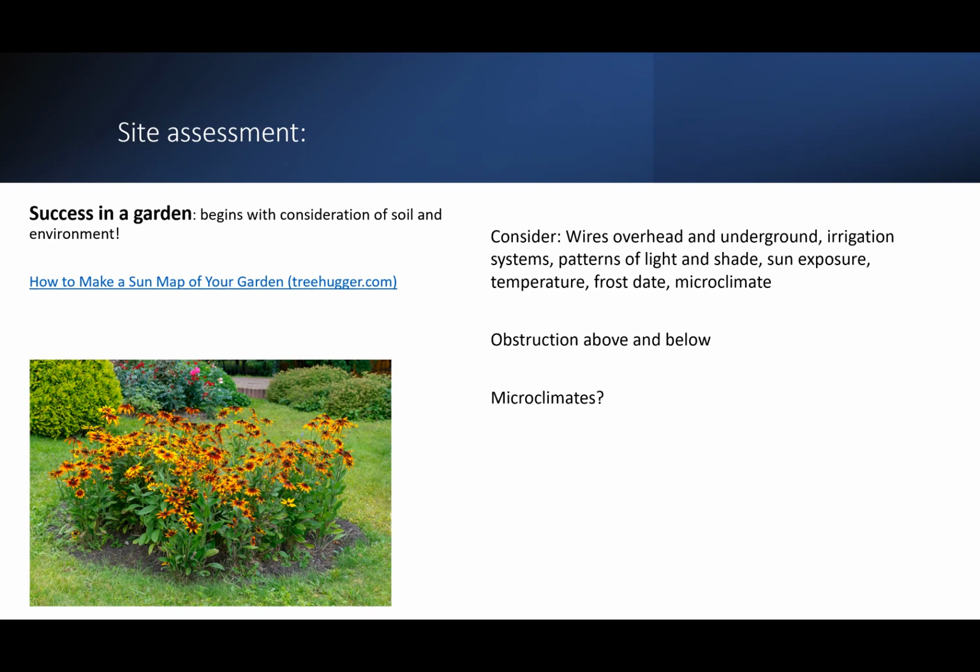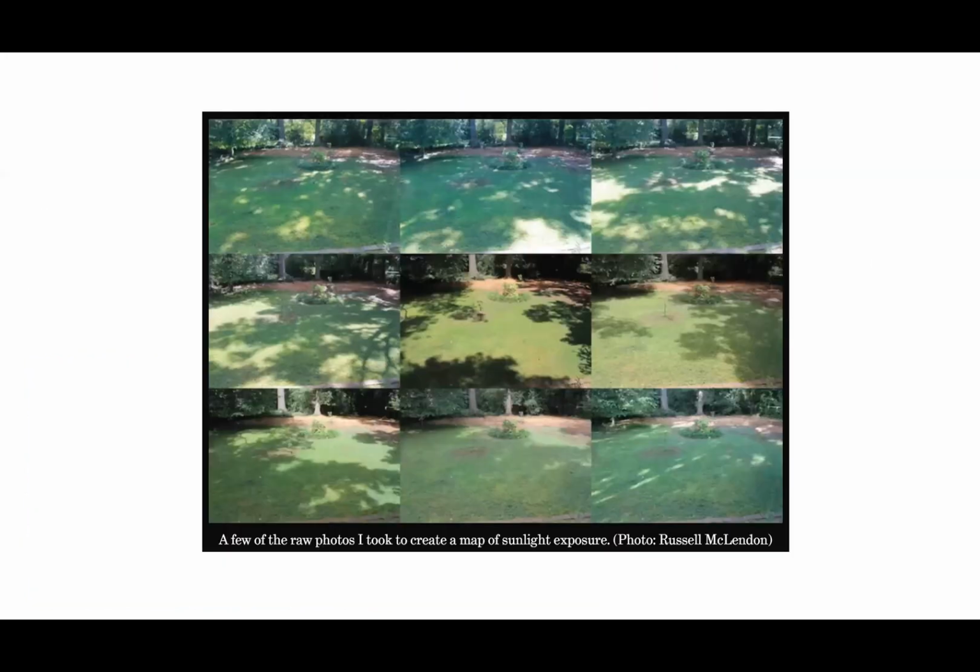This link right here, I can send it to everybody afterwards, but he goes through a very simple way to make a sun map of your garden. And this is one of the pictures that he posted of his yard, and you can see in the morning there's that dappled light, it's not full sun, and then towards later in the day he gets two of the images that probably have full direct sunlight, but that's really it.